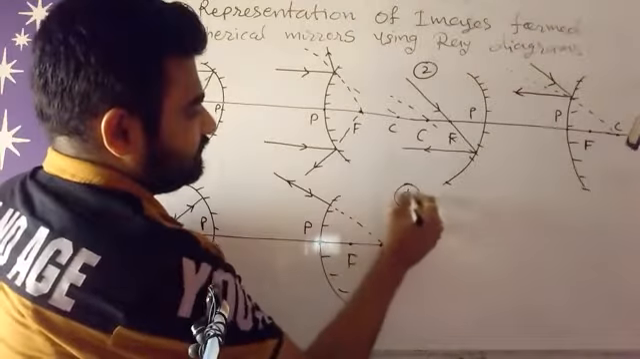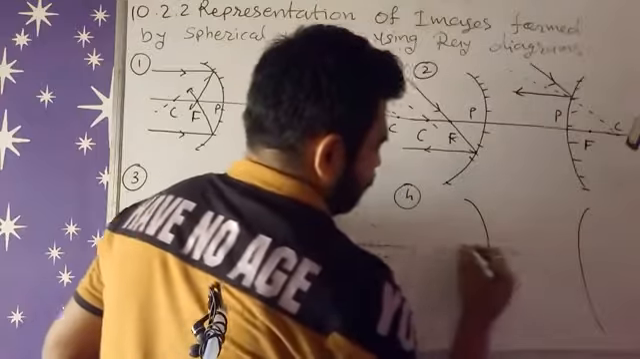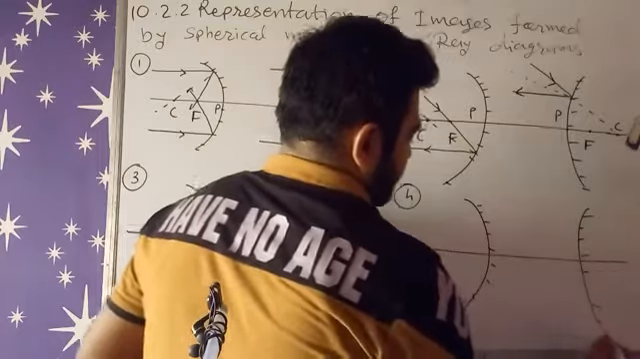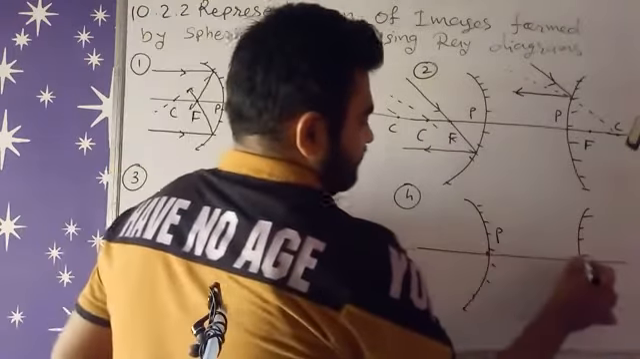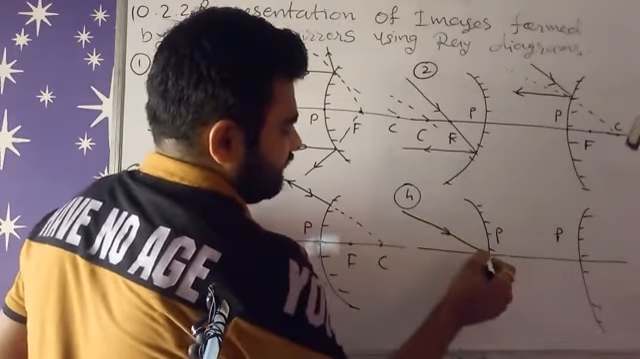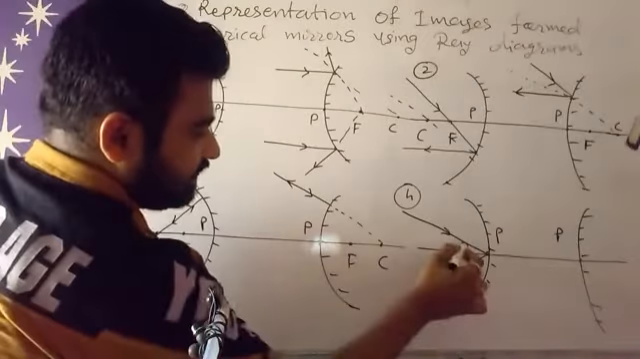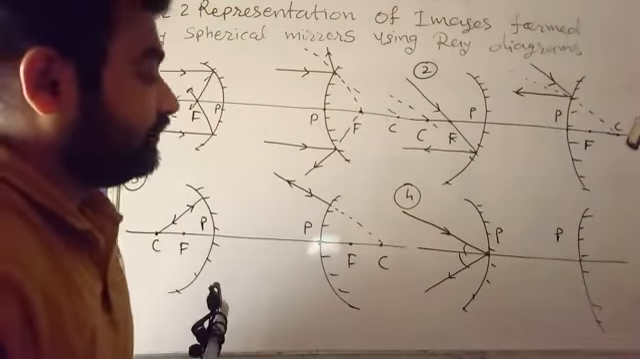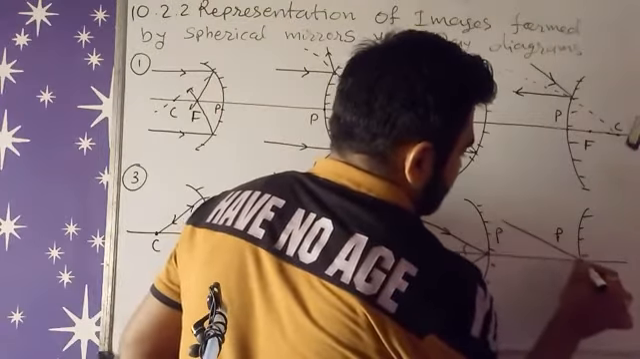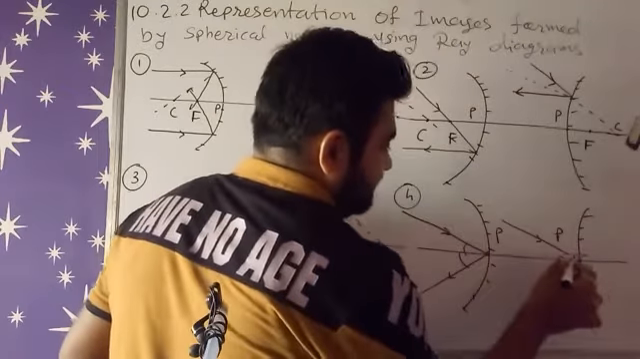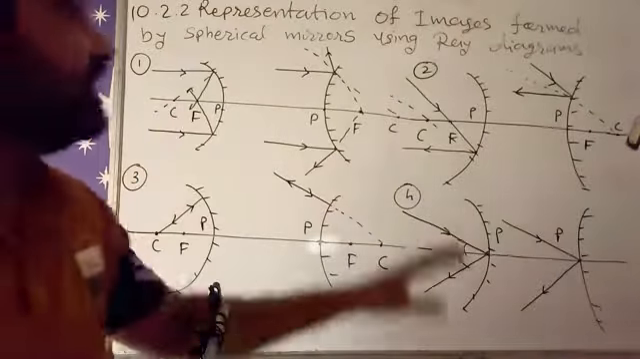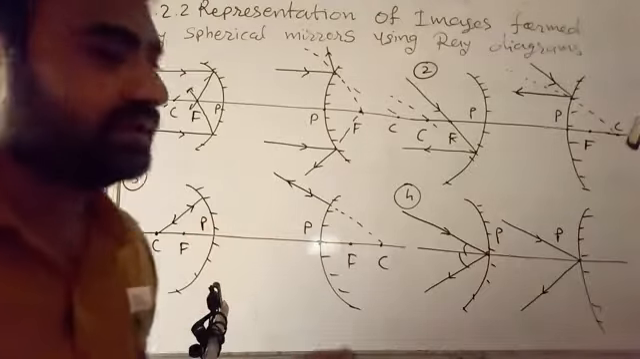Now the fourth characteristic. Again I have to draw both mirrors, right? This is concave and this is convex. Now see, this is point P, this is also point P. Whatever light ray strikes at this point P will be reflected back, so these angles are equal. That is the characteristic of this ray. Similarly, if any light ray strikes at this point, it will reflect back. So that is the characteristic of the convex mirror, right? So these are the four representations of images formed by spherical mirrors using ray diagrams.